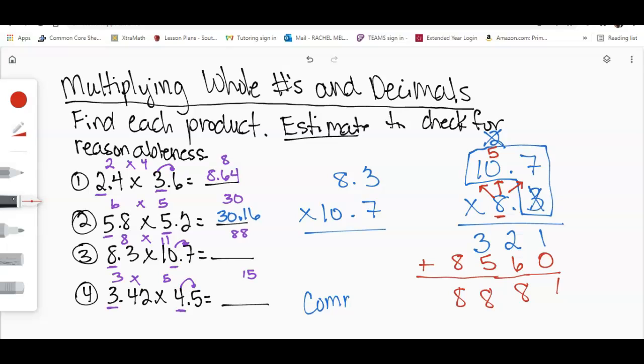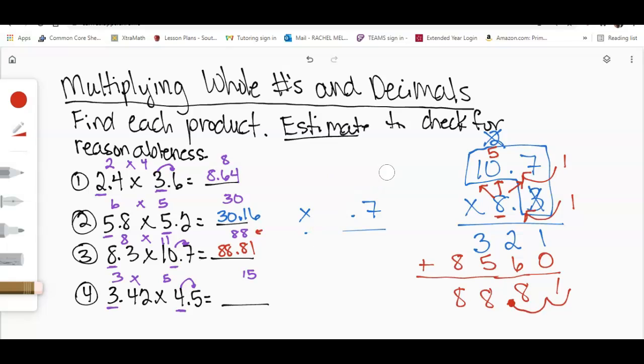Okay, now I need to count. So this factor has 1 decimal. This factor has 1 decimal. 1 plus 1 is 2. So my product is 88 and 81/100. Is that close to our 88 that we started with? Absolutely. So now we have one more that we want to do.